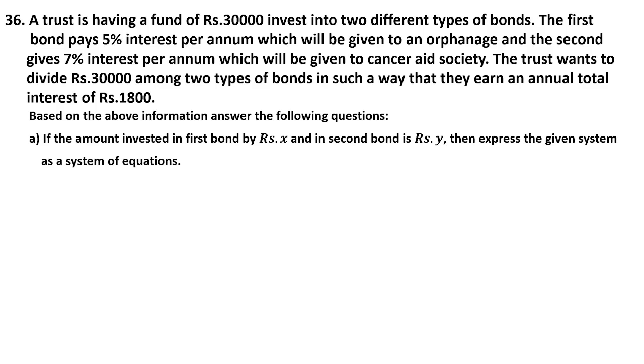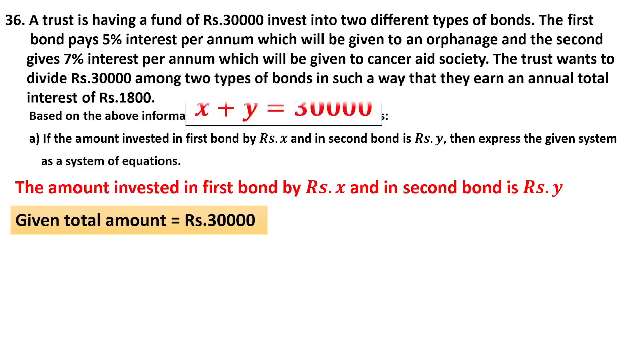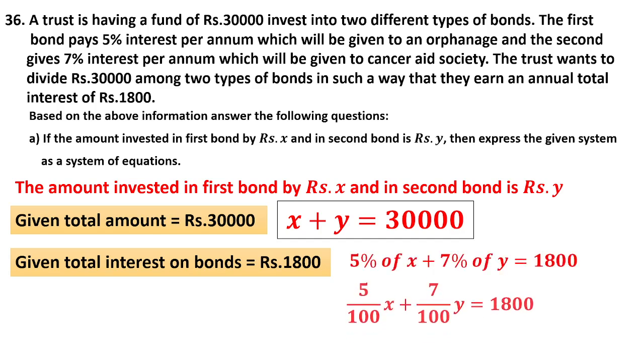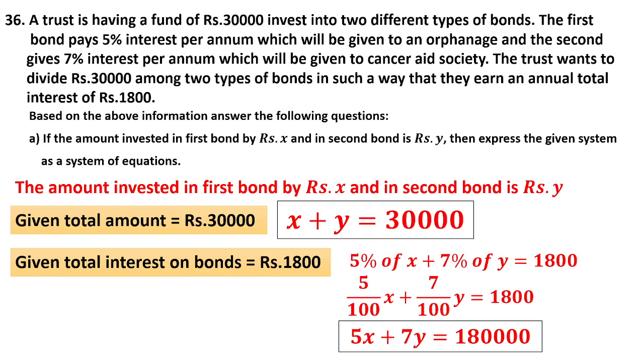Well, now question number 36, case study question. It has 30,000 to invest in 2 different types of bonds. We have to find the problem by amount invested as x and y. We have to express it as a system of equations. The amount invested in the first bond is x, second bond is y. You have been given x plus y is equal to 30,000, and total interest is 5% and 7%. Therefore, I am making use of it. I am getting the second equation as 5x plus 7y is equal to 1,80,000.